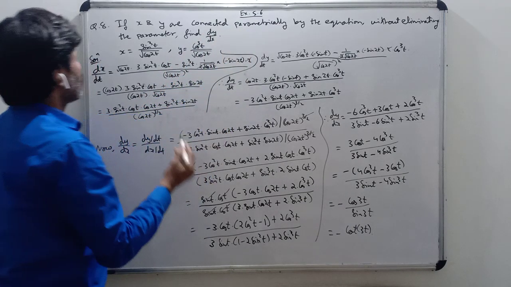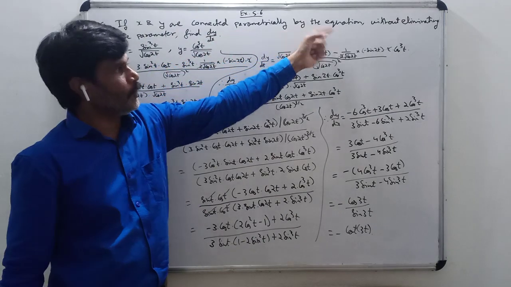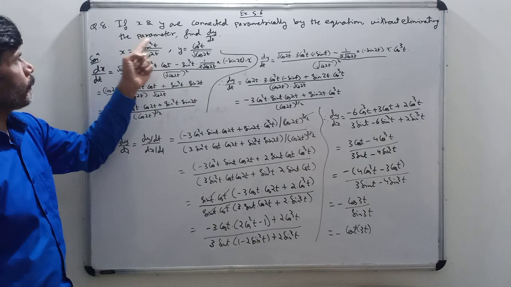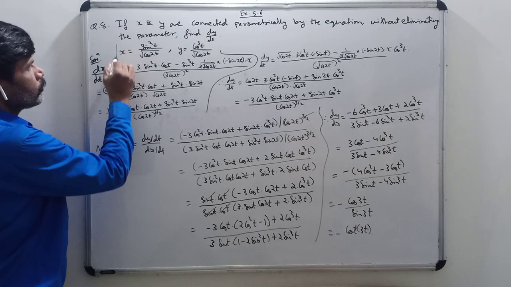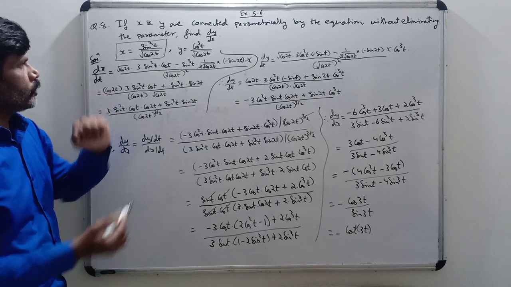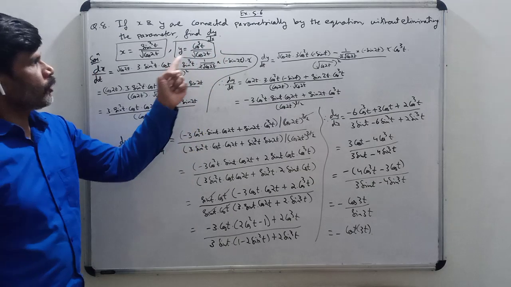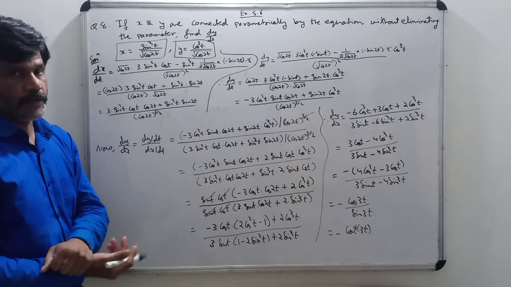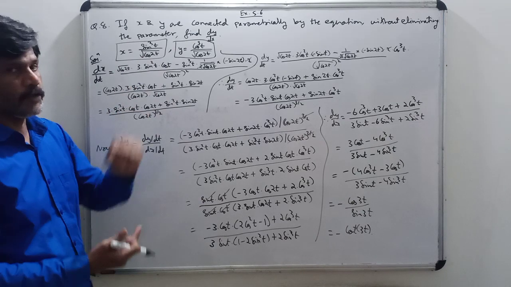Exercise 5.6, question number 8. If x and y are connected parametrically by the equation, without eliminating the parameter, we have to find out dy by dx. So the question is x is equal to sin cube t upon root cos 2t and y is equal to cos cube t upon root cos 2t. So here the parameter is t, and without eliminating t, we have to find out dy by dx.